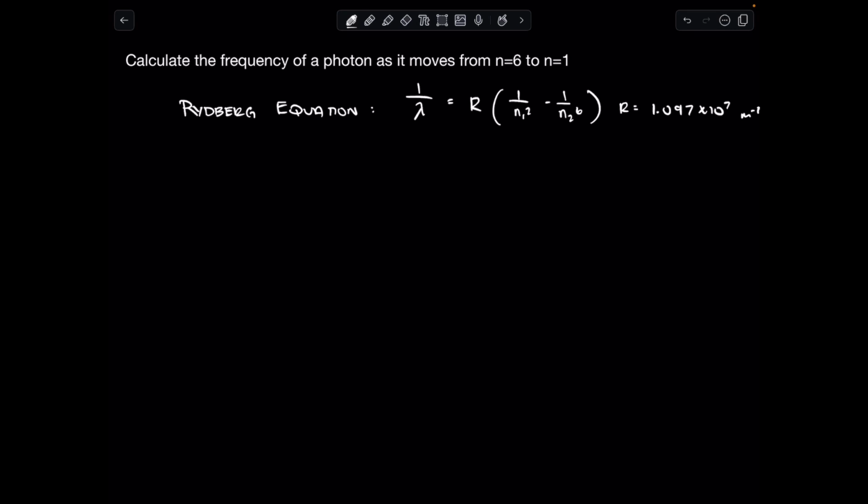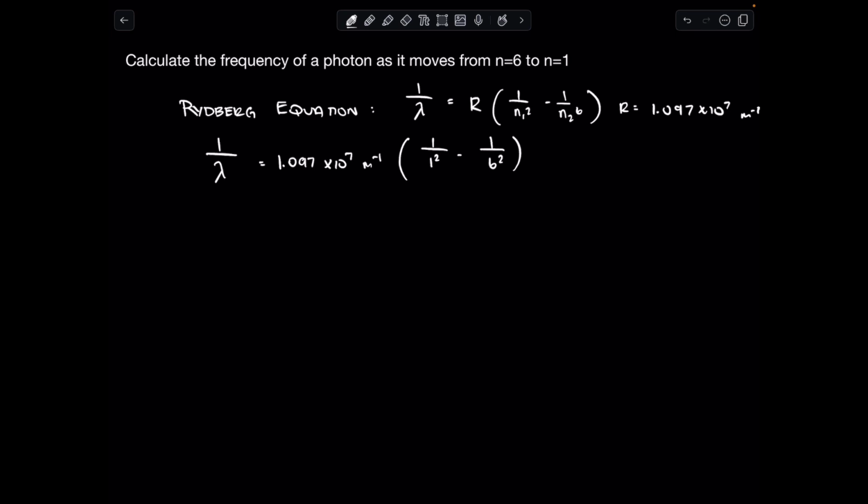So as we look at this equation, as we move from n6 to n1, we're going to plug those numbers into our n1 and our n2. So it's going to look something like this. 1 over lambda is equal to our constant, which is 1.097 times 10 to the 7 per meter. And now we're going to do our fractions. So we're going to do 1 over n1 squared. n1 squared is going to be 1, so 1 squared, minus 1 over n2 squared, which is 1 over 6 squared.